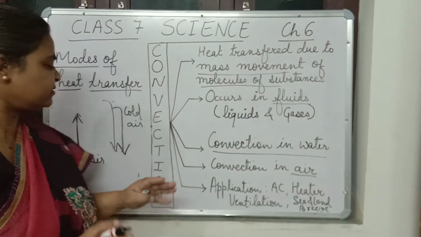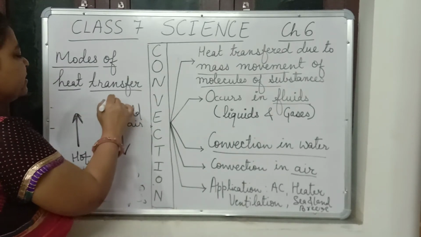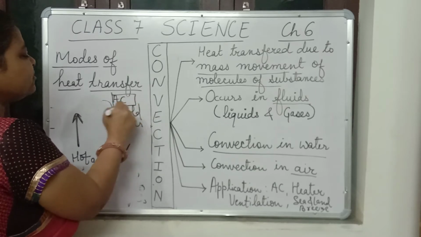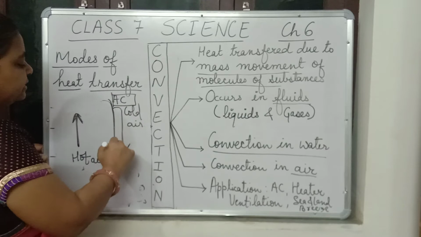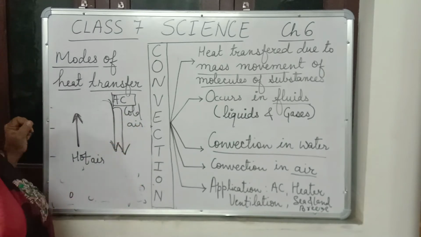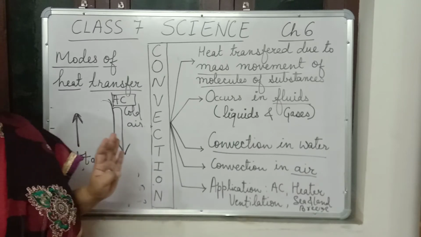Okay. So this is how hot air is going up and getting cold by the AC. AC is installed near the ceiling and it is cooling down the air molecules, and those air molecules sink, and the whole room becomes cold after some time.